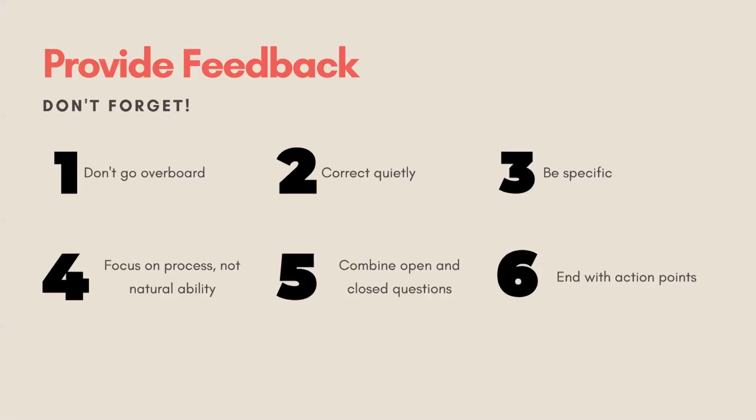Rule number 3, be specific. When we say something is good, we often assume that people will know exactly what about it was good. This is not always the case. The more detailed and specific your feedback, the better. This removes ambiguity and specifically reinforces what you want the participant to do more of. Rather than saying good work, you could say something like, you did ABC in the correct steps very well. Rule number 4, focus on process, not natural ability. Praising effort instead of intelligence increases intrinsic motivation and provides a template for participants to follow the next time.